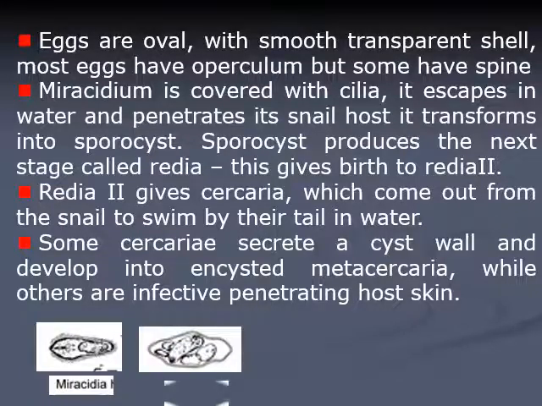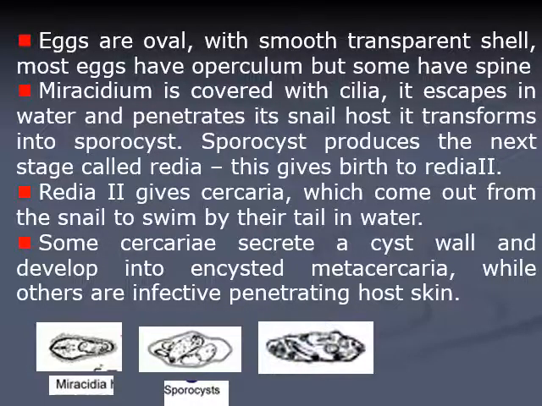This is the sporocyst containing several redia inside. This is the redia, which has what we call a birth pore, which is the pore through which the daughter redia escapes.